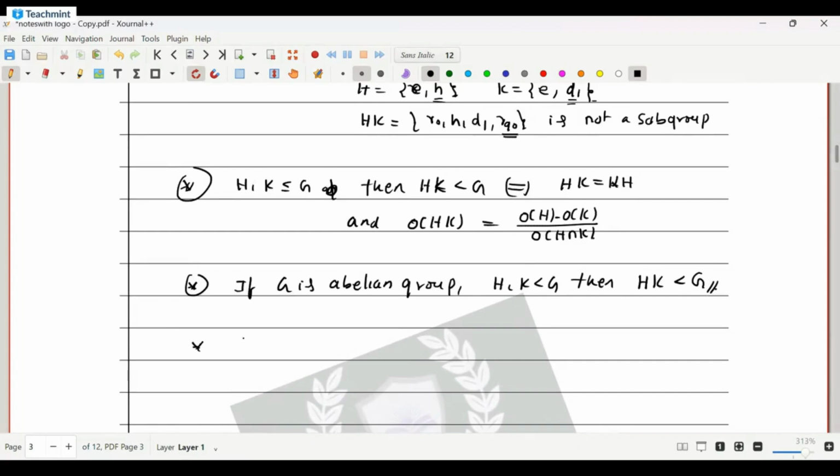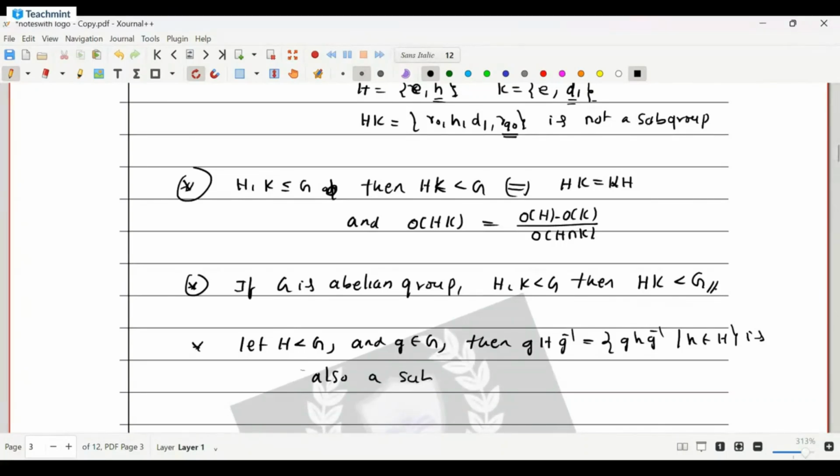Next one: let H be a subgroup of G and g be any element of G. Then the set gHg inverse, which is defined as ghg inverse such that h belongs to H, is also a subgroup. And the order of H is equal to the order of gHg inverse.